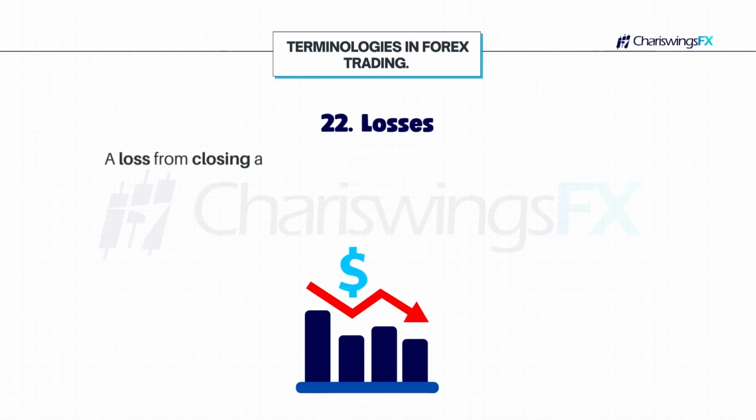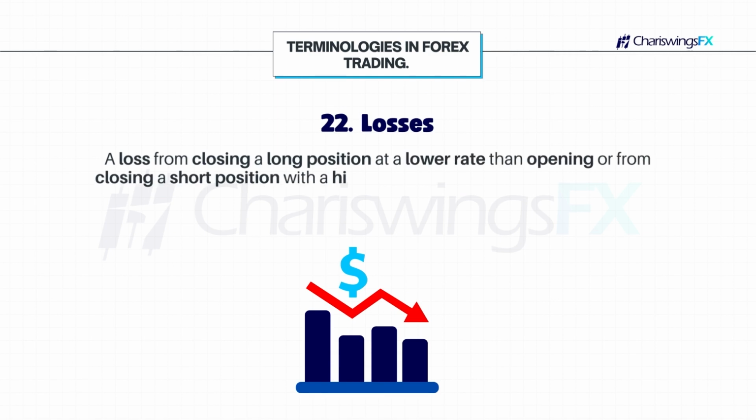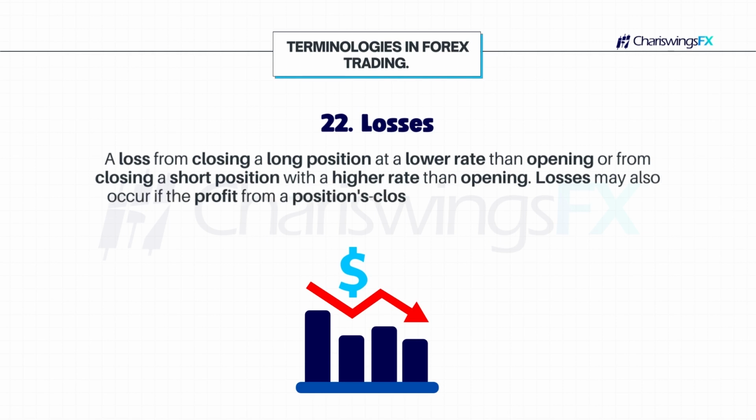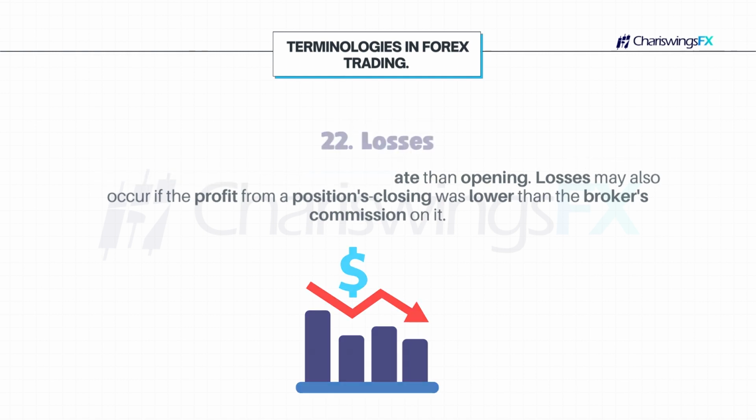22. Losses. A loss from closing a long position at a lower rate than opening or from closing a short position with a higher rate than opening. Losses may also occur if the profit from a position's closing was lower than the broker's commission on it.